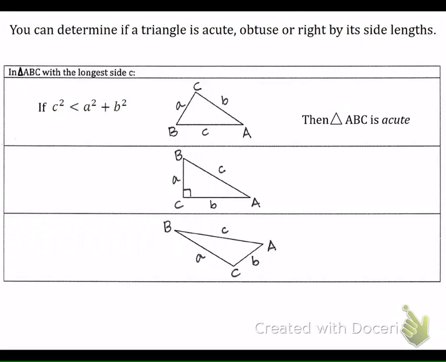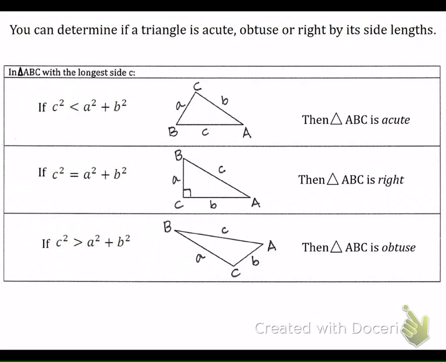So if the A and the B side is the bigger one, so if C squared is less than A squared plus B squared, then we have an acute triangle. If they're equal, like they were last week when we did 4.4, we have a right triangle. If the C squared side is the bigger one, so if C squared is greater than A squared plus B squared, we have an obtuse triangle. So you're basically seeing, are the legs squared side bigger, or is the C squared side bigger? Which kind of makes sense, right?